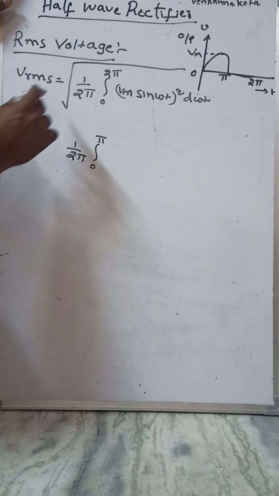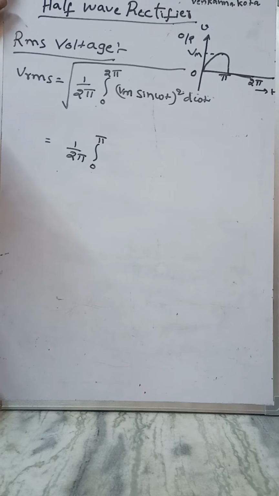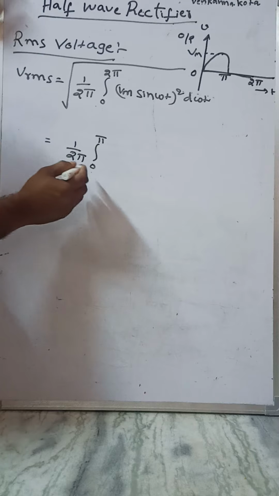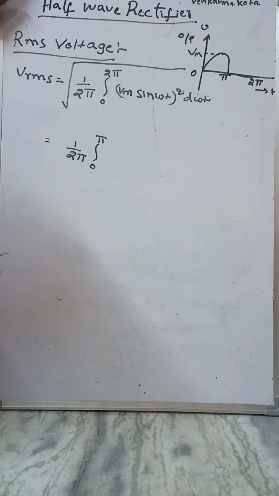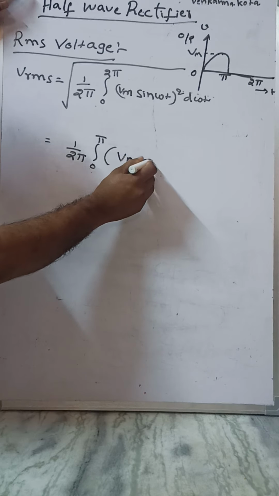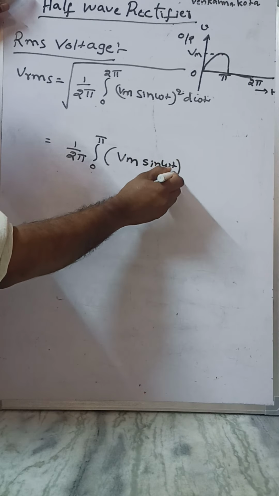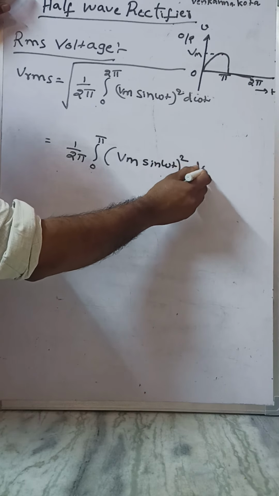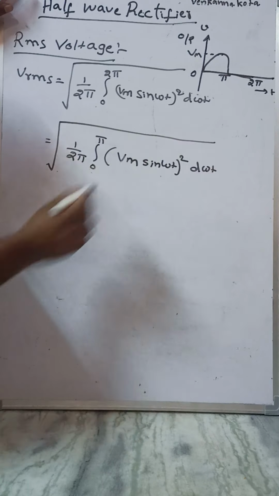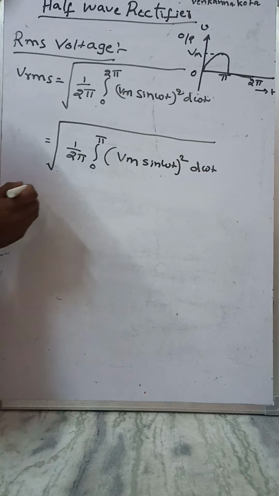So 1 by 2 pi, integration 0 to 2 pi, can be replaced by integration 0 to pi. So here, (Vm sin omega t) whole square d omega t, square root. Root means square root.